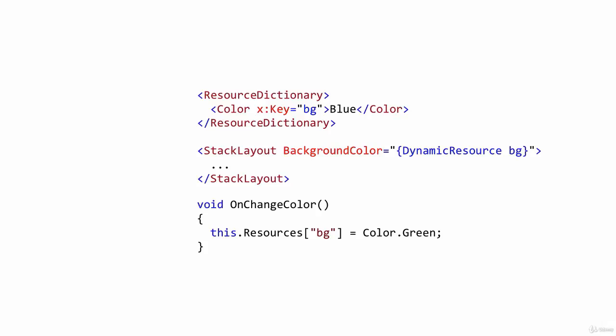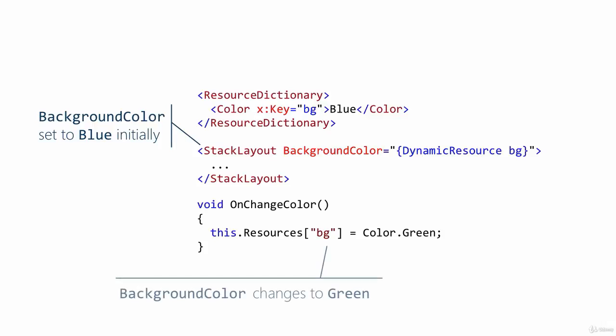The Dynamic Resource Markup extension retrieves a resource when the target object is created, just like static resource, and it also updates the value when it changes. Dynamic Resource does two things. It loads the resource value initially when the target is created, and then it listens for changes on the dictionary and updates the UI property value as needed.